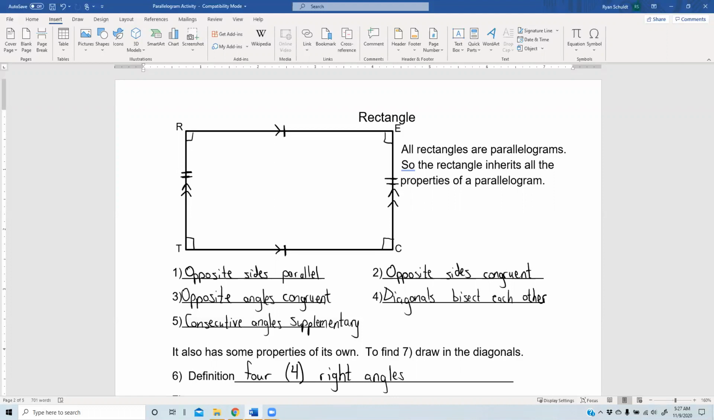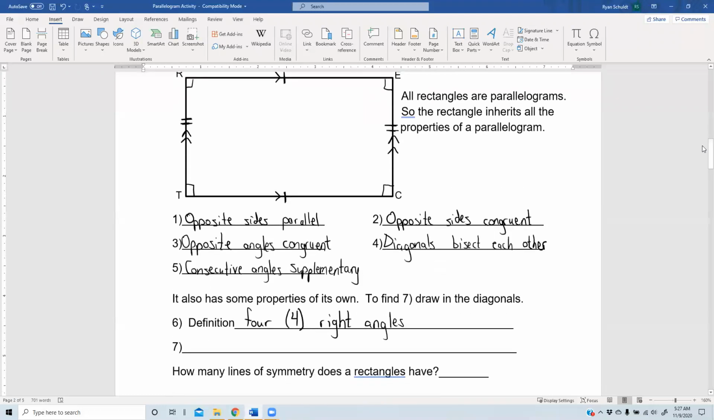So, of course, they're supplementary because no matter which way you look at it, 90 plus 90 gives you 180. So, yeah, of course they meet this property. But anyways, now it says to find 7, we have to draw in the diagonals. So I'm going to draw in my diagonal to the best of my ability.